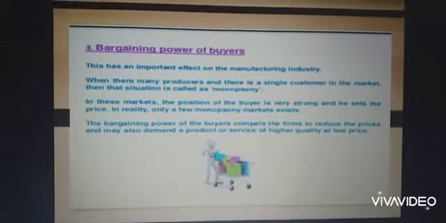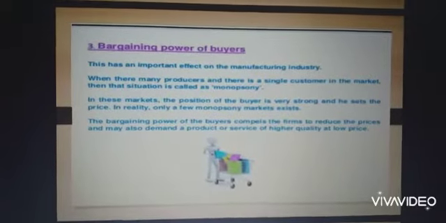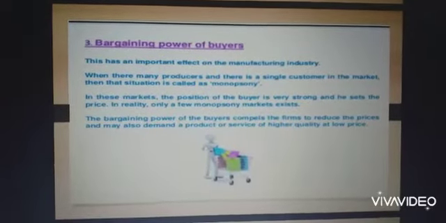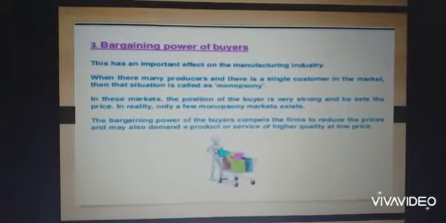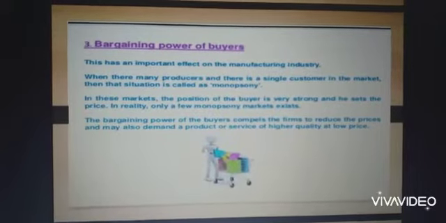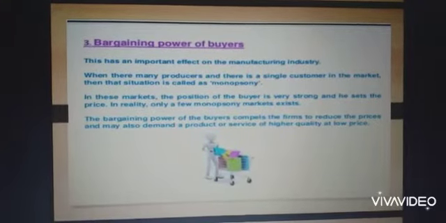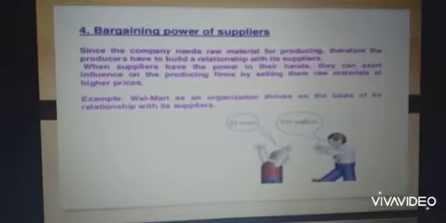Bargaining power of buyers. This has an important effect on the manufacturing industry. When there are many producers and there is a single customer in the market, that situation is called a monopsony. In this market, the position of the buyer is very strong and he sets the price. In reality, only a few such markets exist.